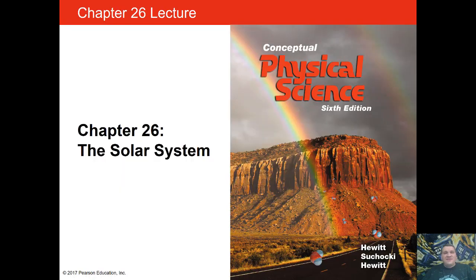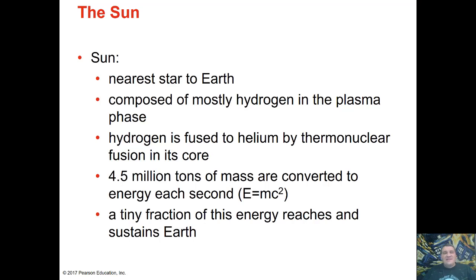Let's start talking about the objects in our solar system, with first, the Sun. So the Sun is actually a star. The Sun is the star that is the very closest to the Earth. In fact, it is because of the Sun's energy that the Earth has the nice habitable conditions that it does.